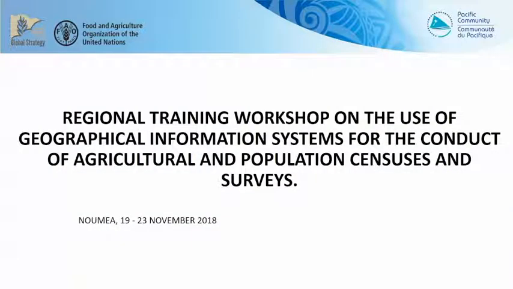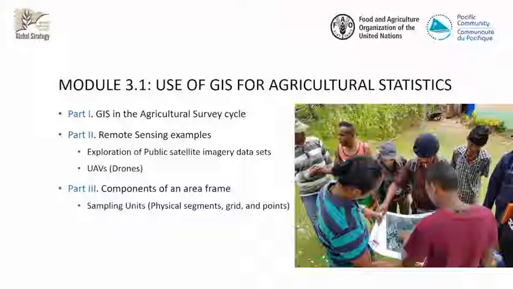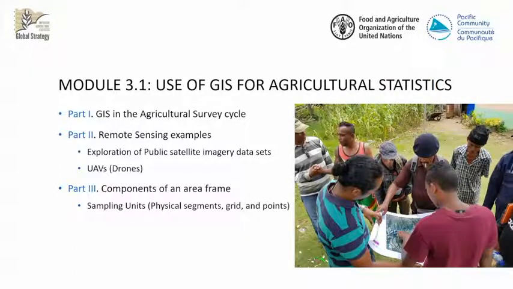Today's training will be divided into two sessions. The first session in the morning, we'll be looking at how GIS is used in a typical agricultural statistical cycle. We'll be looking at some examples of different types of satellite imagery and how it's used for statistics. And finally, we'll be looking at how we can use GIS to develop an area frame.